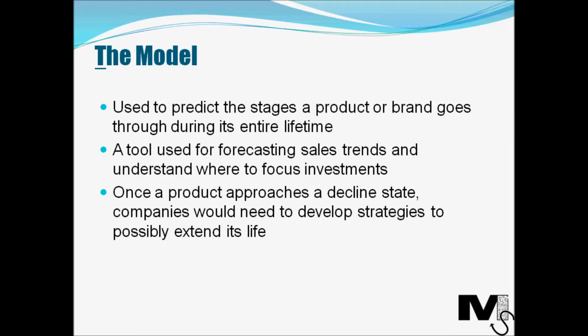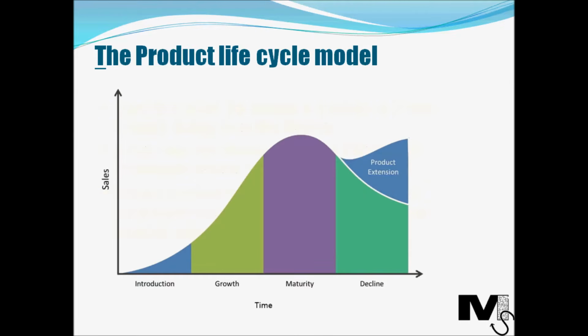And once a product approaches a decline stage, which obviously we'll understand during the course of this video, but the decline stage is the final stage, and once products approach these decline stages, companies would need to then firstly understand if there is life left in the product itself, and then develop strategies to possibly extend its life and send it through to another maturity stage or another growth stage. Okay, so let's look at the product lifecycle model and discuss these stages.